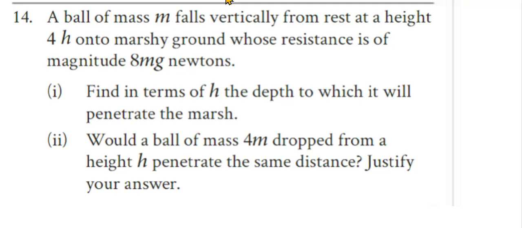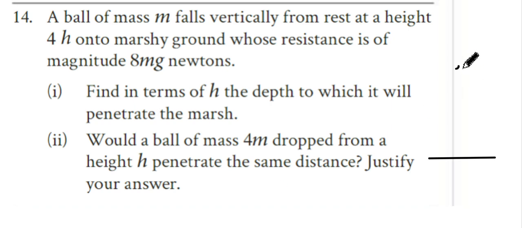A ball of mass M falls vertically from a height of 4h onto marshy ground with resistance of magnitude 8mg newtons. Find in terms of h the depth to which it penetrates the marsh. The first thing I'm going to do is find out how fast it hits it. So we have the particle up here, and it's going to hit the marsh.